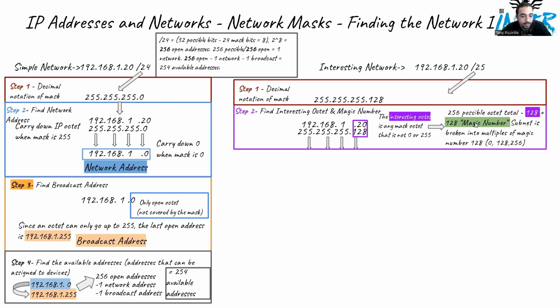So using this magic number, the network is subnetted into multiples of the magic number up to the most amount of numbers, which is 256, right? So multiples of 128. So start with 0. Multiple 128 is 128. Another multiple of 128. So 128 times 2 here is 256. So it's the highest you can go because 256 is the highest possible that you can have.